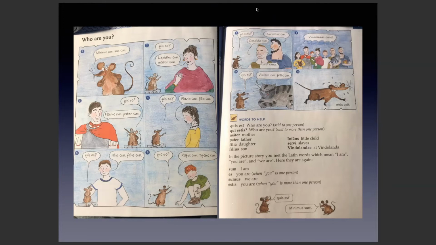All right, so let's go through these together. We have Minimus sum, I am, right? We see that sum means I am. They almost speak a little backwards, almost like the Star Wars character Yoda: Happy I am. He talks backwards in that kind of way, and that's how Latin works. It would be something like Minimus I am, but we would translate it properly to English: I am Minimus. I am a mouse.